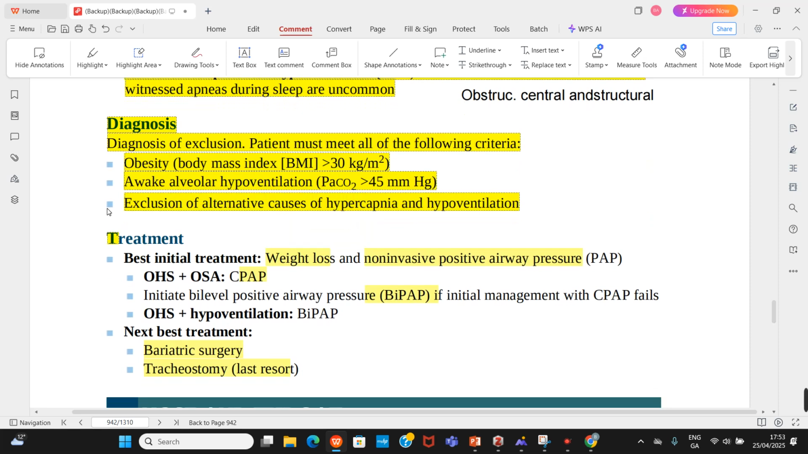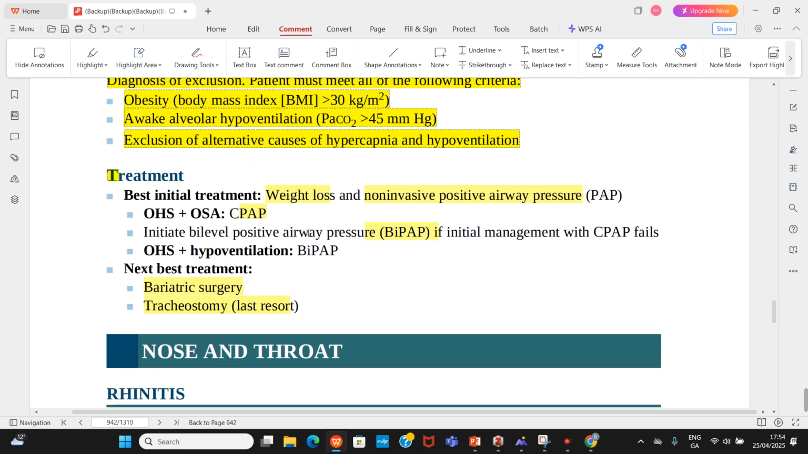Now, what are the requirements that must be met by the patient? They must have a BMI greater than 30. Obesity, that's constant. It must be there. They should have an awake alveolar hypoventilation. What do we mean? When they wake up in the morning, you check that PaCO2, it is going to be more than 45. That is awake alveolar hypoventilation. So you cannot call this OSA again, because this person is now having it in the day. So this is going to be OHS. And of course, you must have ruled out other causes of hypercapnia and hypoventilation.